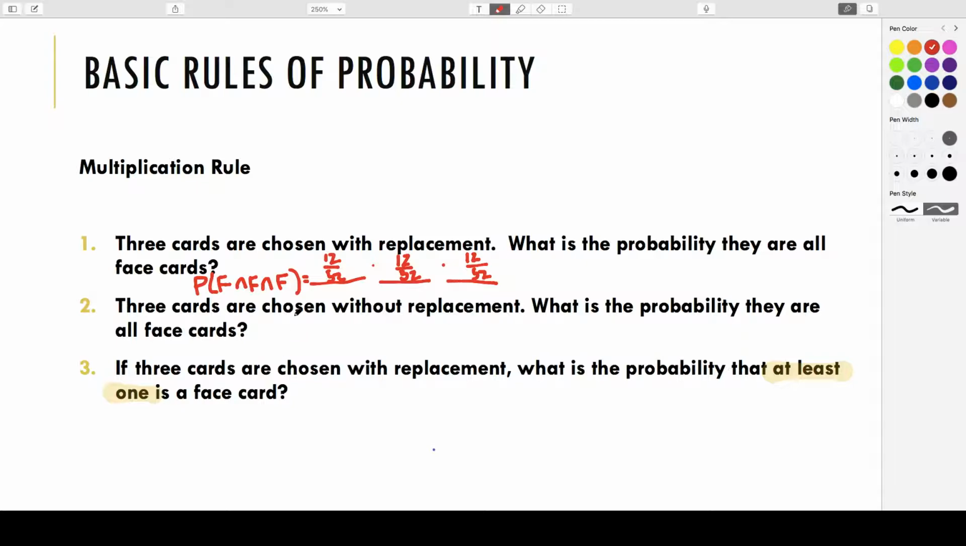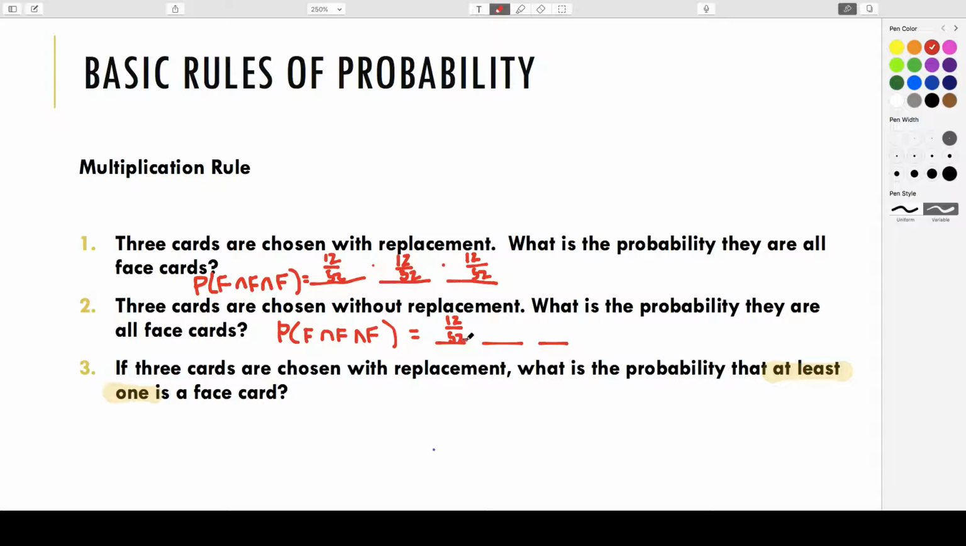3 cards are chosen at random without replacement. So same probability notation, because the question is still what's the probability they're all face cards. Face card and face card and face card. So it's going to be 12 out of 52. The first card being a face card would be 12 out of 52.